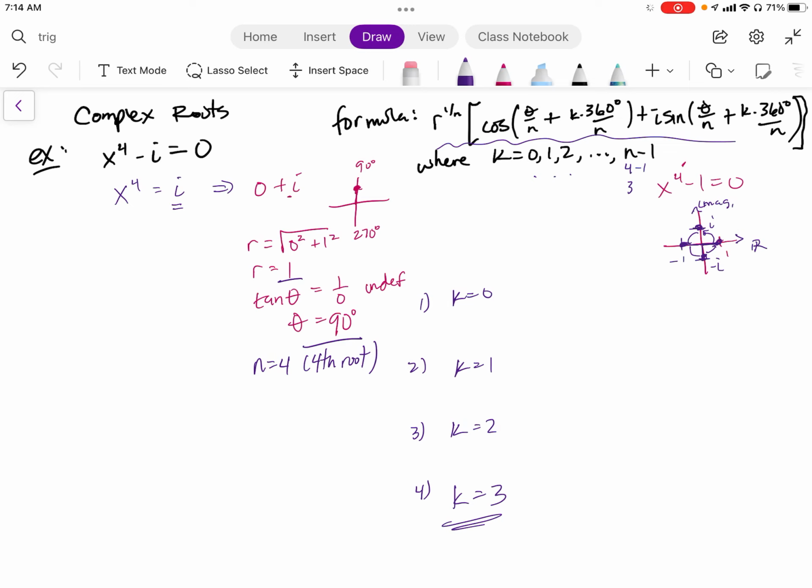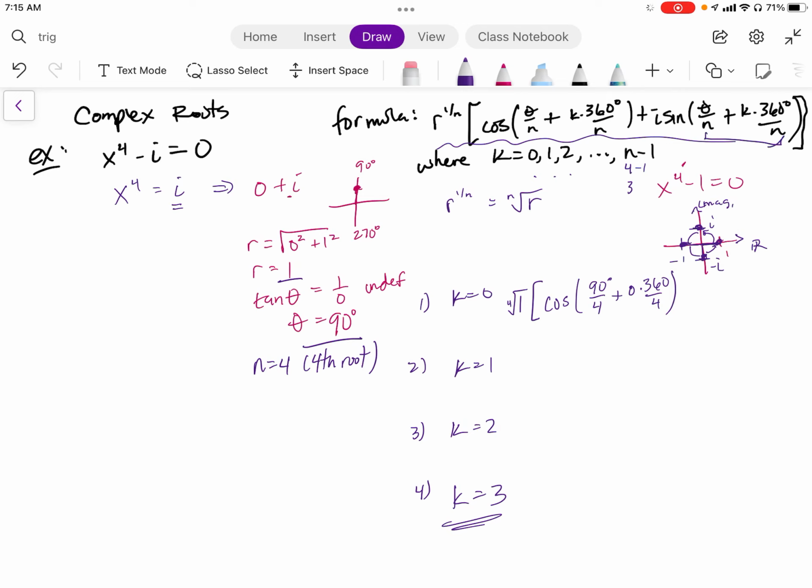So remember r^(1/n) is equivalent to saying the nth root of r. Well, in this example, we have r is 1. So any root, fourth root of 1 is still 1, cube root of 1 is still 1. So I have 1 to the, I'm going to write it for the first one, fourth root, cosine theta over n, 90 degrees over 4, plus k is 0 in this one, so I really don't need to do anything else, but I'm going to go ahead and write it, 360 over 4.